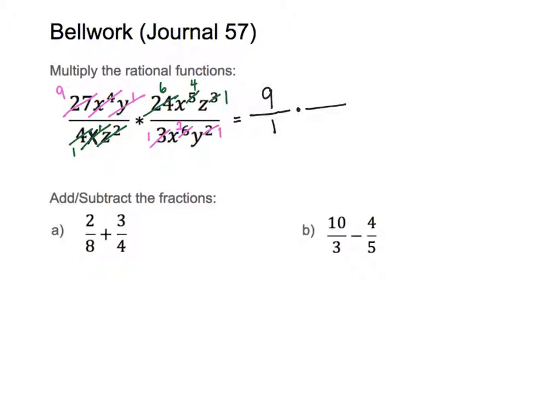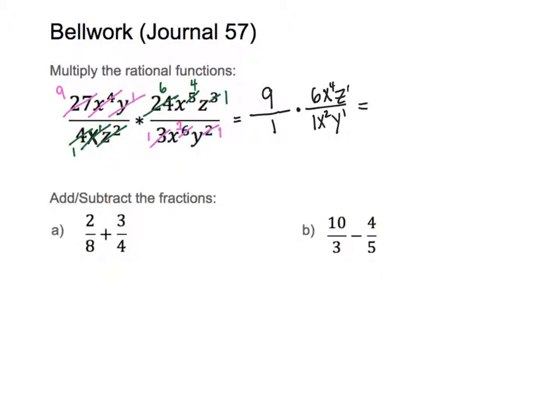So now let's take a look at this side here. You have a 6 instead of a 24. You have x to the fourth power and z to the first power. So x to the fourth power, z to the first power. And in the bottom here, I have a 1, x squared, and y to the first power. So 1x squared, y to the first power.